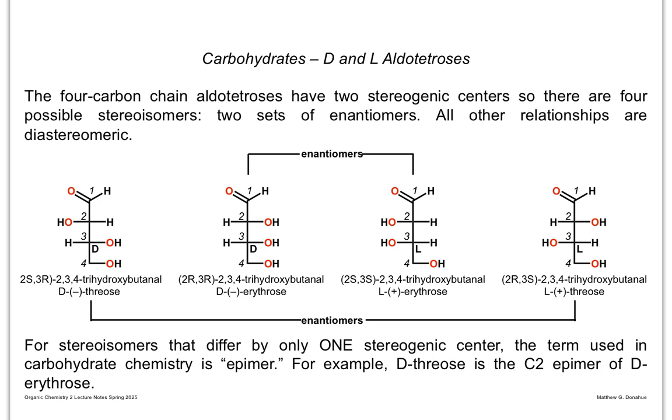So these are the D and the L aldotetroses. And conceptually what's happening is we have these pairs. We've talked a lot about stereochemical relationships. If you have one stereocenter, you have R and S enantiomers. When you have two stereocenters, you now have two pairs of enantiomers and then these pairs of diastereomers. Notice the logic here.